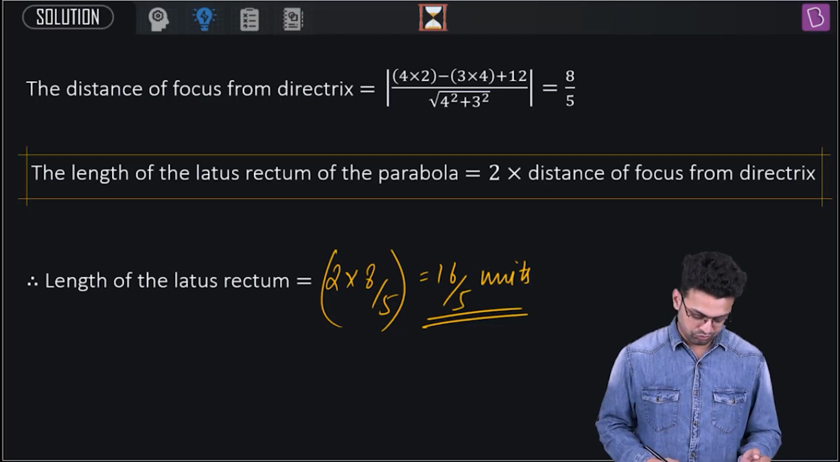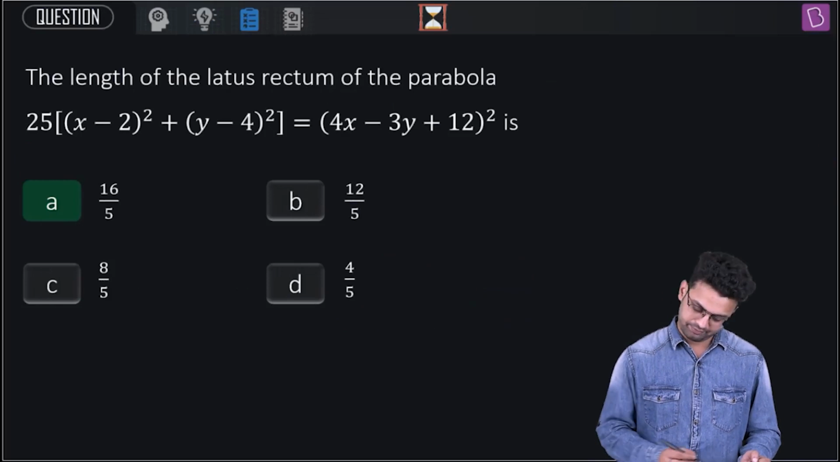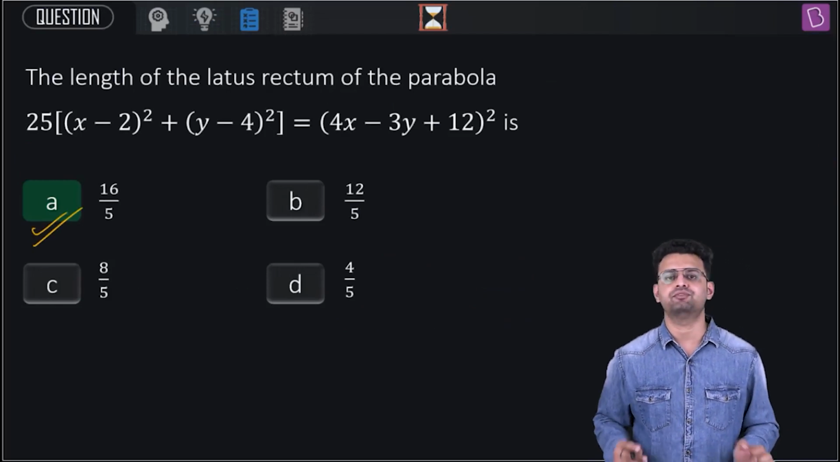Okay? Let us move further and have a look at the options part. Yes, option A says 16 by 5, which is correct.